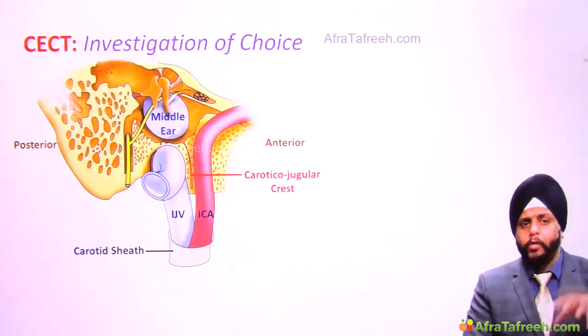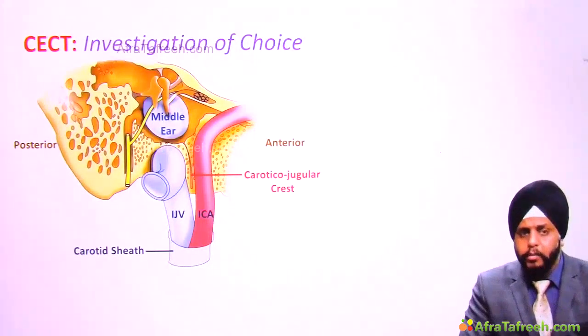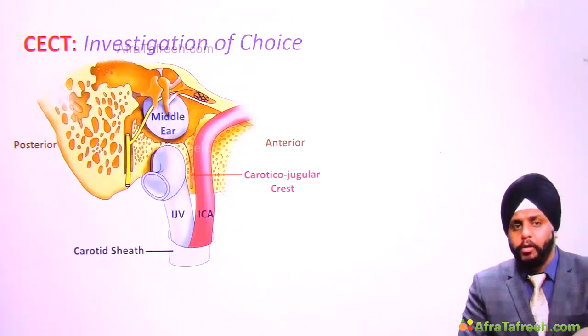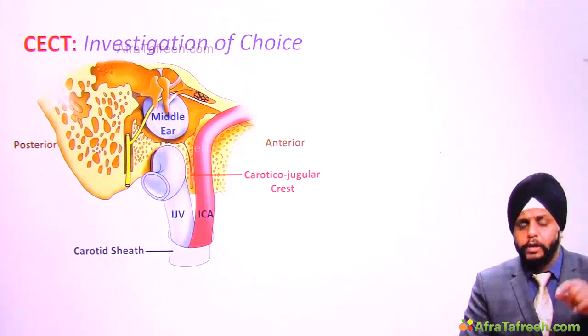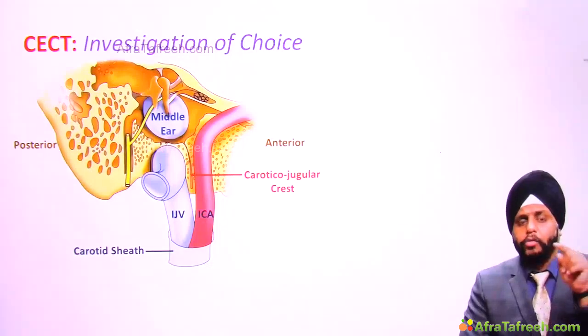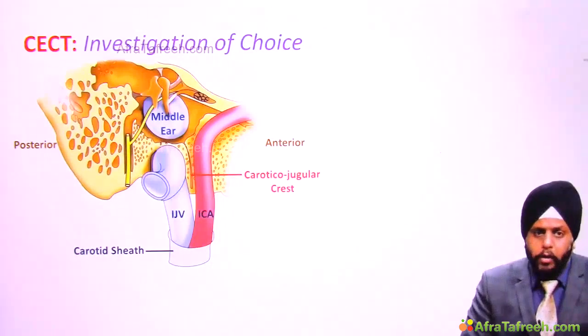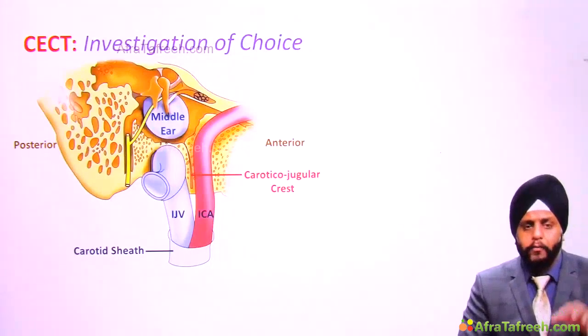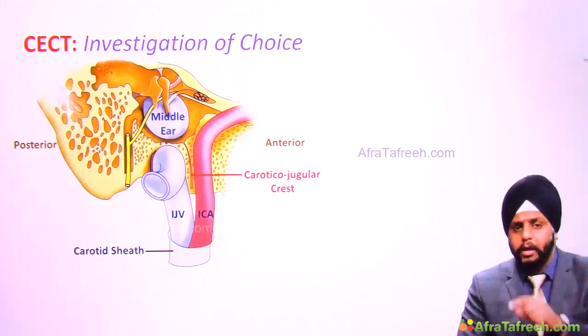Okay, why don't we do MRI? It's a soft tissue tumor. Because we have to see the bone, not just the soft tissue. We have to see the bone. Which bone? Caroticojugular crest. So I've already taught you that in the middle ear topic. Floor of the middle ear, caroticojugular crest.